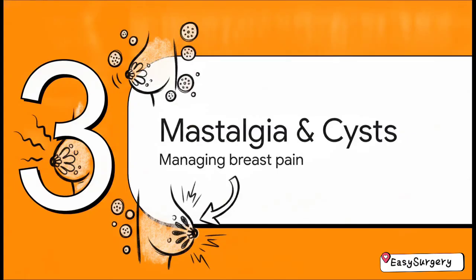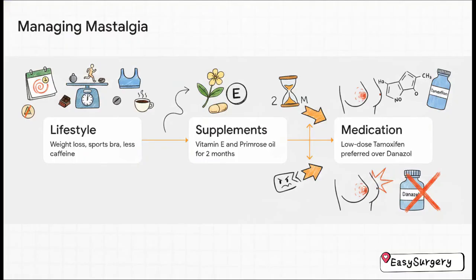Which brings us to Section 3, mastalgia and breast cysts. Let's talk about managing breast pain. We generally divide this pain into cyclical and non-cyclical. Cyclical mastalgia is directly tied to the menstrual cycle. It peaks just before a period and is often linked to fibrocystic disease, usually in 25 to 40-year-olds.